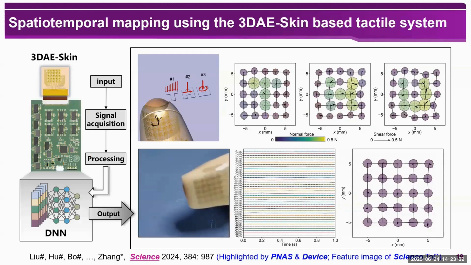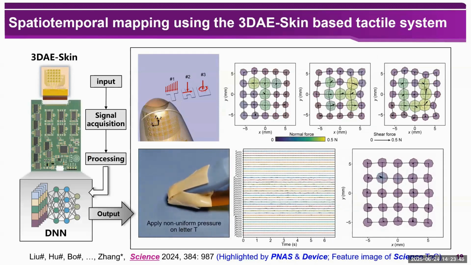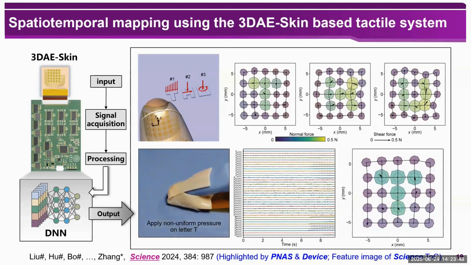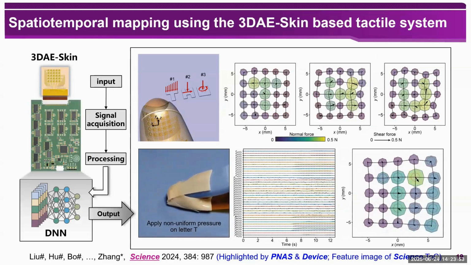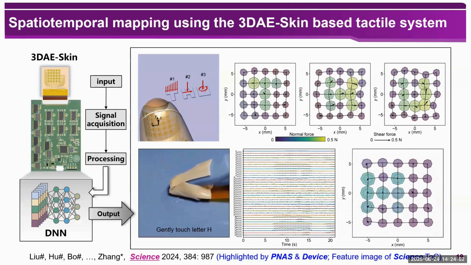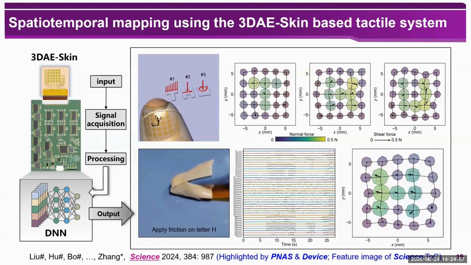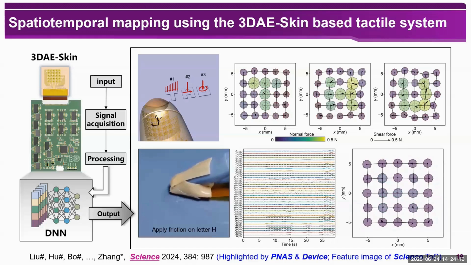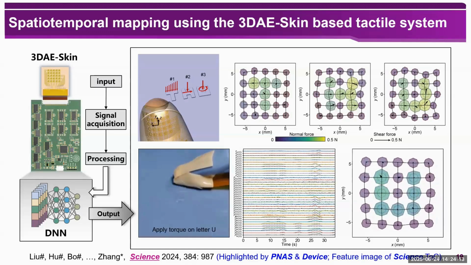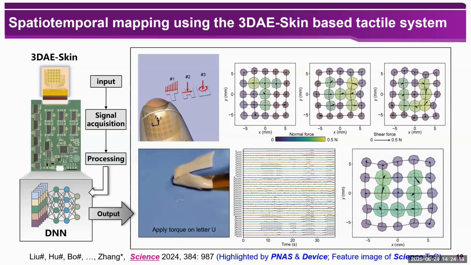Great. Then this 3D e-skin device can be integrated with the modules of signal acquisition and signal processing to form a tactile system. Previously, there is no tool that can be used to characterize the rich information of tactile sensation. So in this work, we propose a spatial temporal map to visualize the rich mechanical information of tactile sensation in real time. So you can see there are 25 octagons in this spatial temporal map, which corresponds to the 25 functional units in the device.